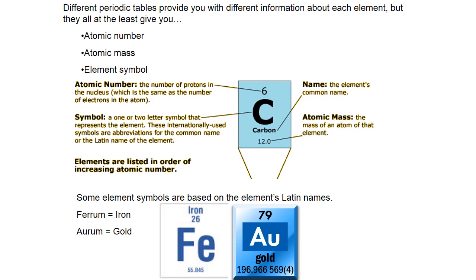We don't have to memorize the periodic table, but we must be able to read it and recognize the different types of information in it and know how it organizes the elements.